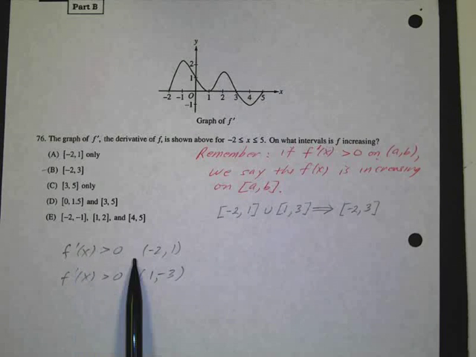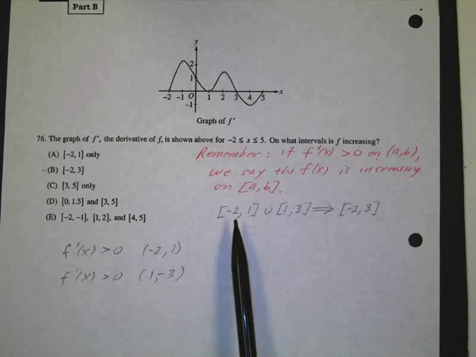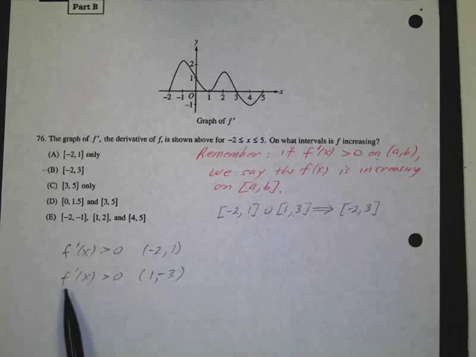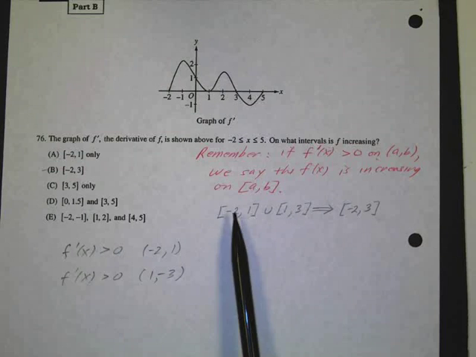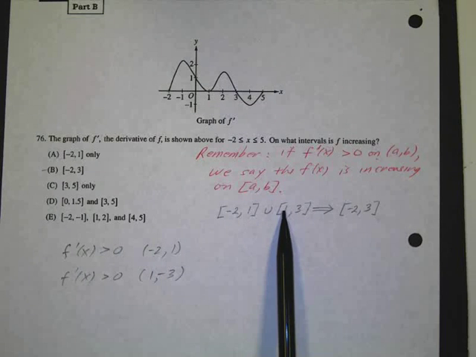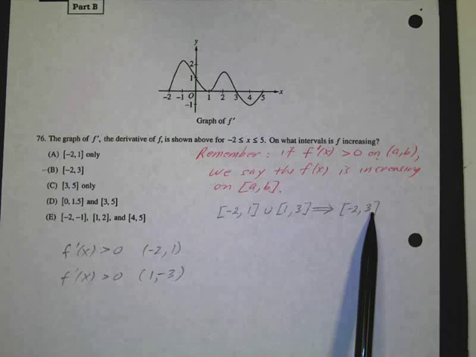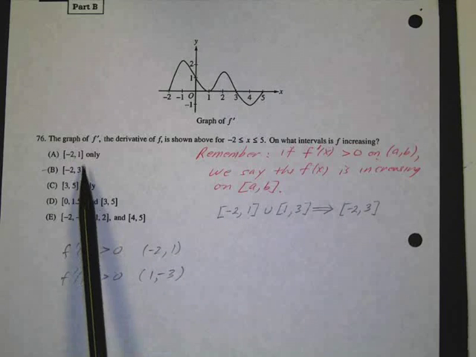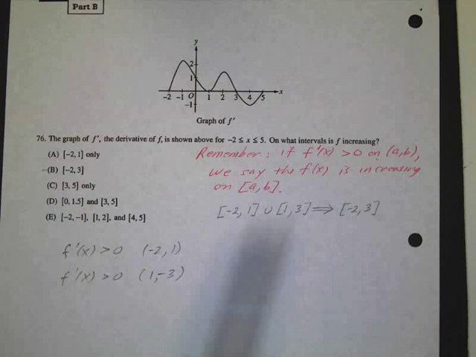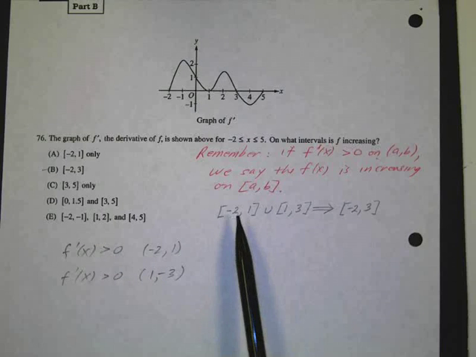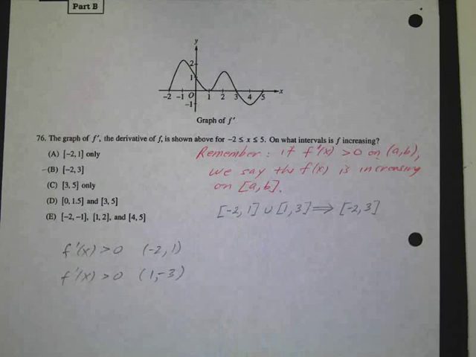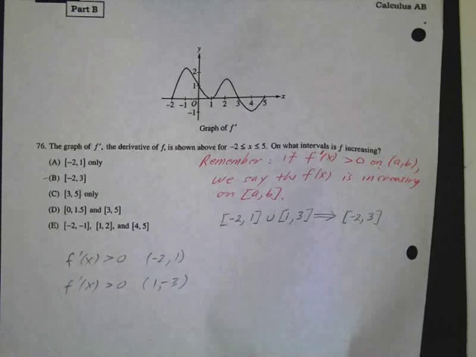Since this is the case, we say it's increasing on this interval, and since this is the case, we say it's increasing on this interval. If we take the union of those two intervals, since 1 is in both, we can just say that's basically the same as going from -2 to 3. I didn't see this as one of my possibilities, but I did see this, so this was my selection. So remember that for increasing, if the derivative is greater than 0 on the open interval, we say it's increasing on the closed interval. Hope that makes sense.